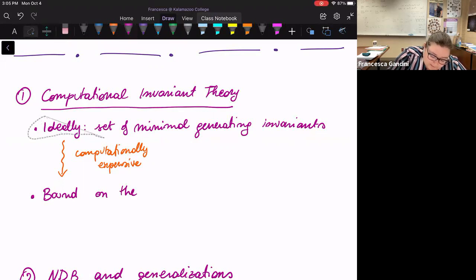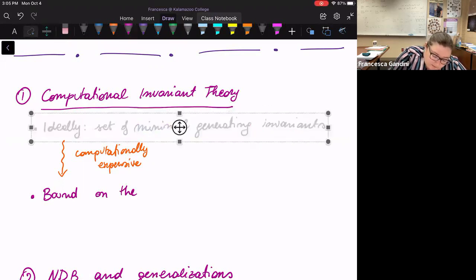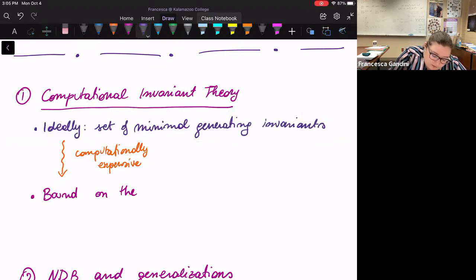I'm not liking all of this pink. Let me just quickly do a little change. It's hurting my eyes. So ideally, we would like a minimal set of generating invariants, and the second best thing is to get a bound on the maximum degree. And this bound is called beta of a generating invariant.